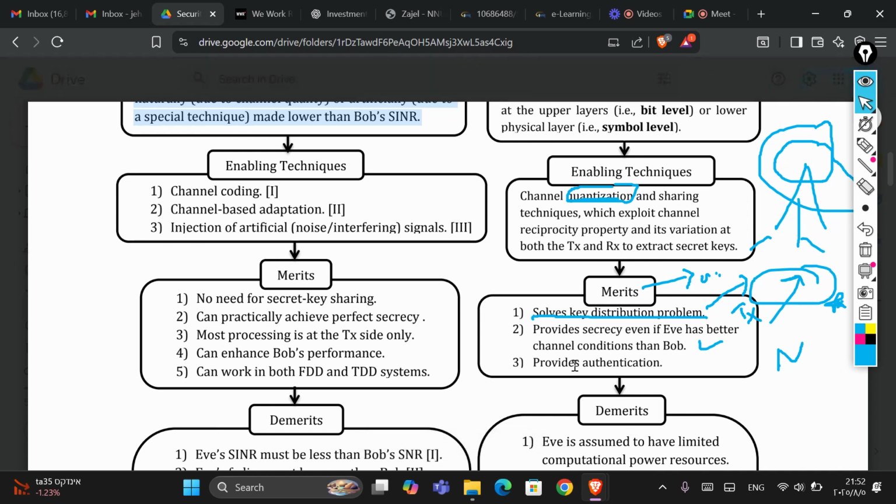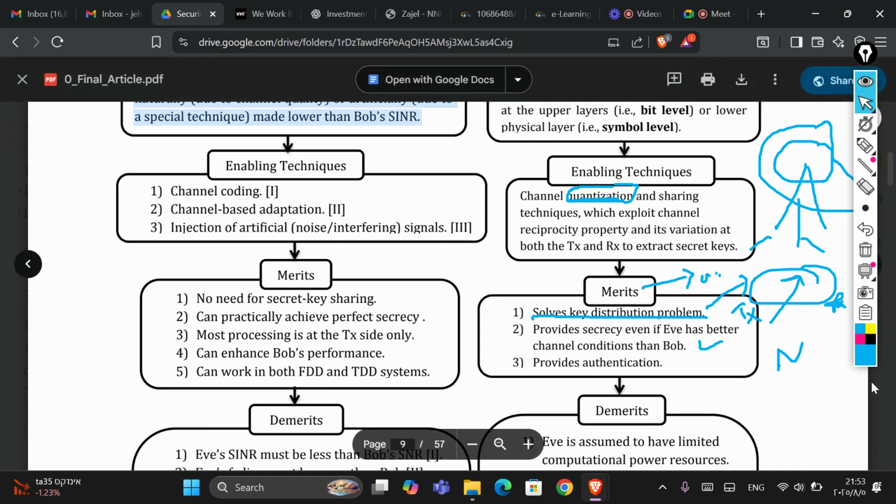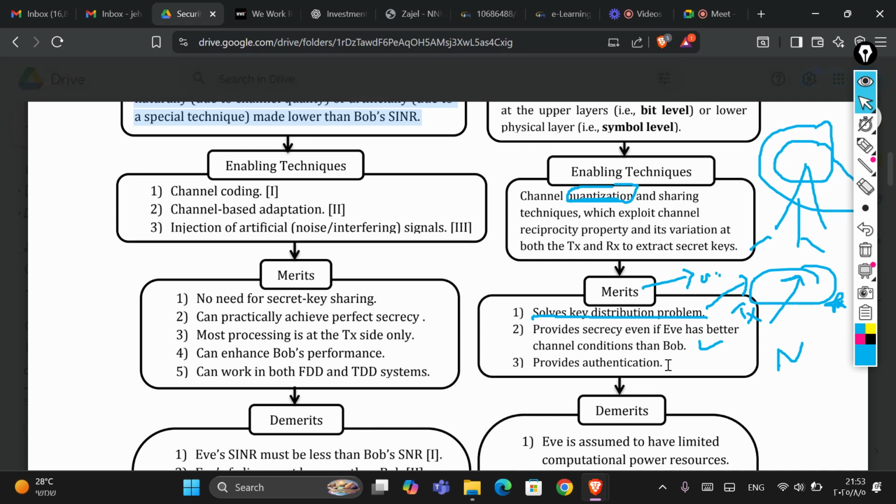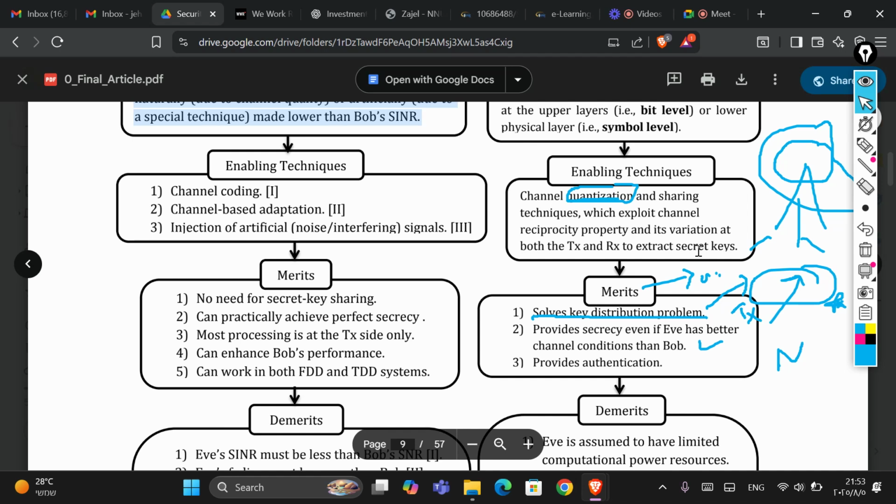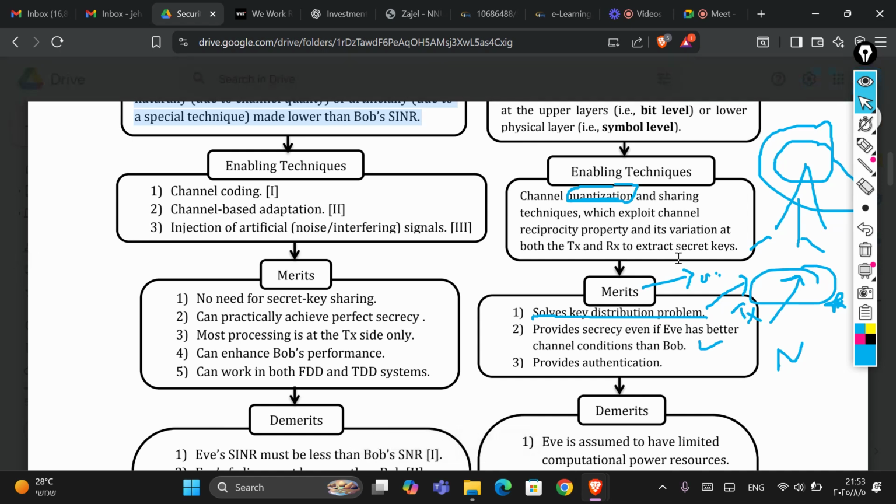The third merit is that it provides authentication. Since it can extract a key at both parties, transmitter and receiver, and we know all authentication processes and techniques depend on using a key that can be used as public or private or a common shared key, in this case this key can also be used for authentication. So the approach here can simultaneously, in parallel, be used for both providing confidentiality and authentication, which is excellent. You kill two birds with one stone, two advantages with just one technique.